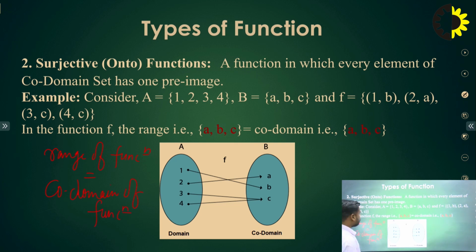Okay, this is the domain, this is the codomain. As you have seen in the example, the codomain has values A, B, C, and the range is A, B, C, meaning the codomain is equal to the range, so it is known as an onto function. Clear? We took the example from set A: 1, 2, 3, 4, and set B: A, B, C, and the function maps 1 to B, 2 to A, 3 to C, and 4 to C.